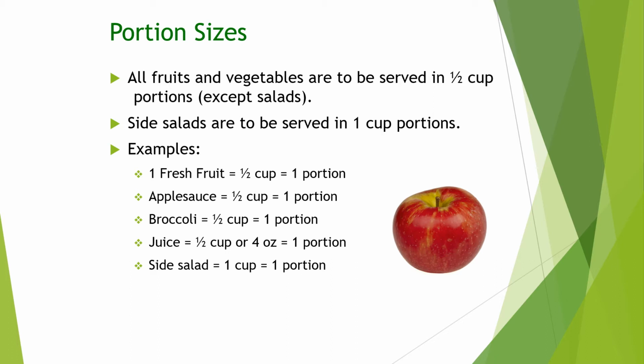1 fresh fruit is equal to a half-cup portion, therefore equals 1 portion. Applesauce is served as a half-cup and is equal to 1 portion. Broccoli is served as a half-cup and is equal to 1 portion. Juice is served as a half-cup or 4-ounce portion and is equal to 1 portion also. And the side salad, as we mentioned above, is served in 1-cup portions, which is really the equivalent of a half-cup serving size, and equals 1 portion.